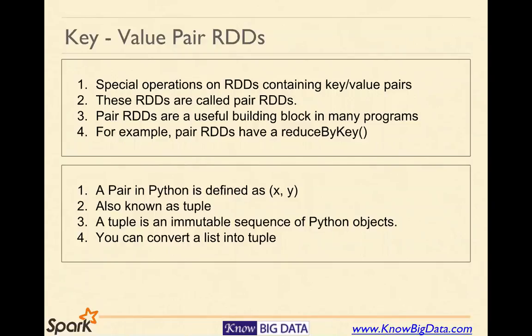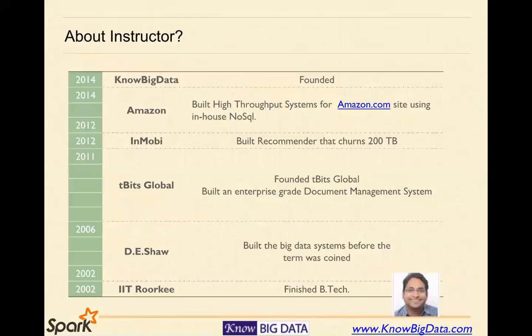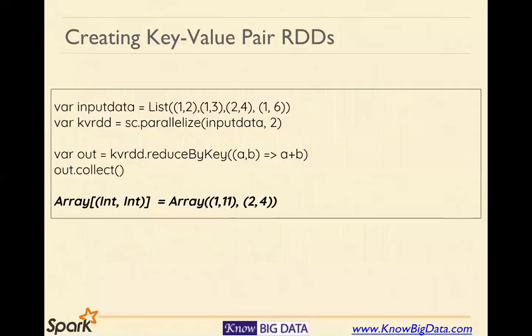Key is the first value of the tuple. Okay, so this is how you define the tuple. For example, you want to group the data by the key, reduce the data by the key, count value by the key, and so on. In all of those cases, key value pair based functions are very useful.